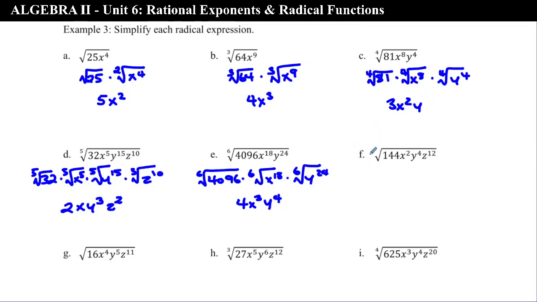For this next one, we have the square root of 144 times the square root of x squared times the square root of y to the fourth times the square root of z to the 12th. And this breaks down into square root of 144 is 12. 2 divided by 2 is 1. 4 divided by 2 is 2. And 12 divided by 2 is 6.